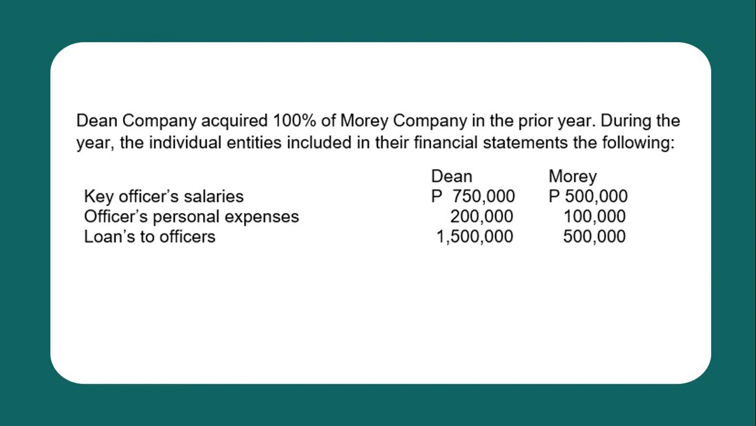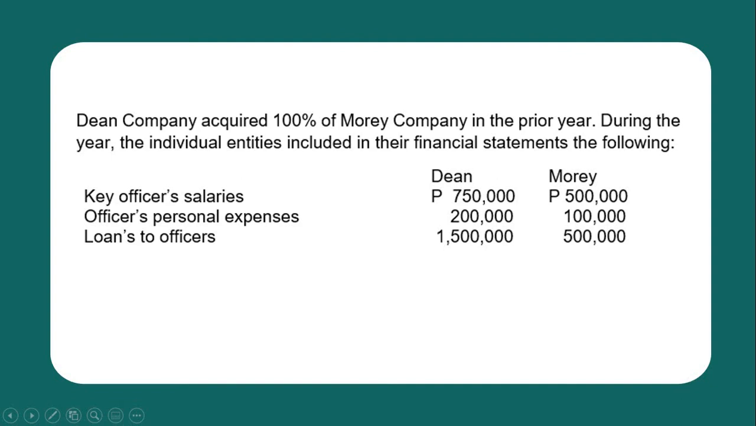Another one: Dean Company acquired 100% of Moray Company in the prior year. During the year, the individual entities included in their financial statements the following. So I think the related party involved here is the key officers, or the key management personnel. So which of these are considered related party transactions? Of course, we have the key officer's salary or compensation that is included. For Dean, we have 750,000, and for Moray, 500,000.